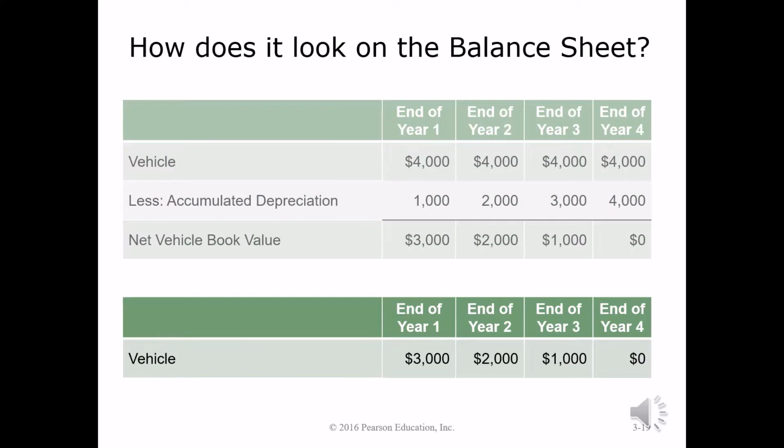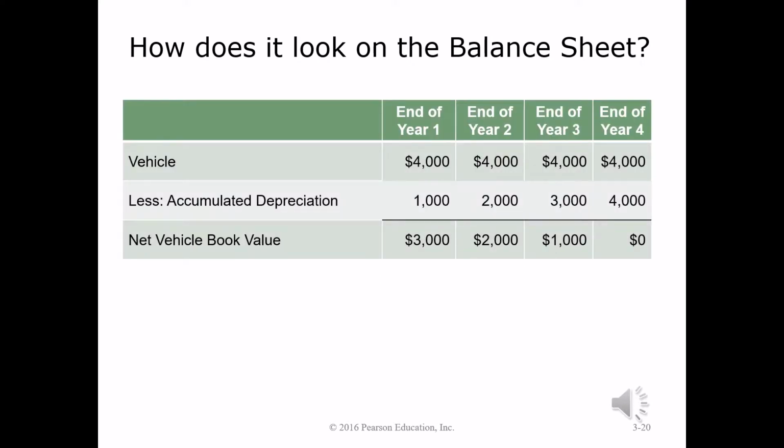If we did not keep these amounts separate, the 2 amounts of the original cost and the depreciation amount, if we simply deducted an amount every year from the vehicle account on the balance sheet, by year 4, the asset would be eliminated from the balance sheet. But doing that doesn't accurately reflect our company. Even though it's fully depreciated, we do own a vehicle in year 4.